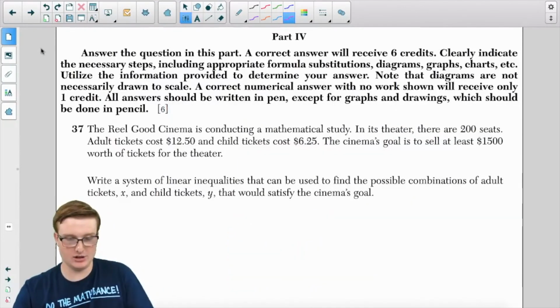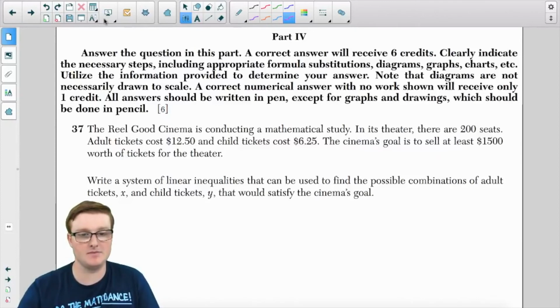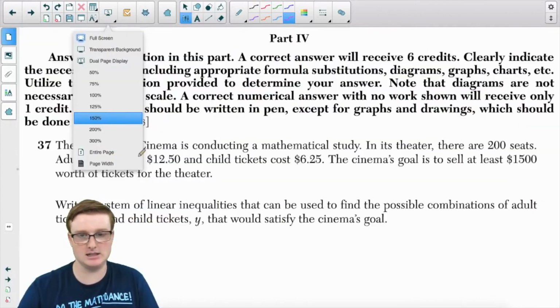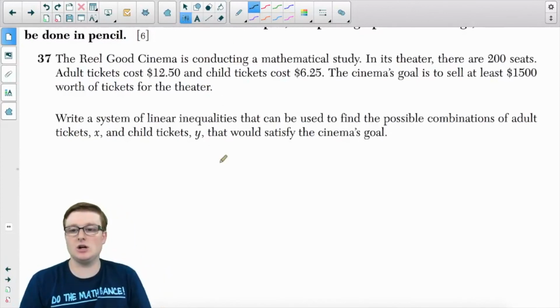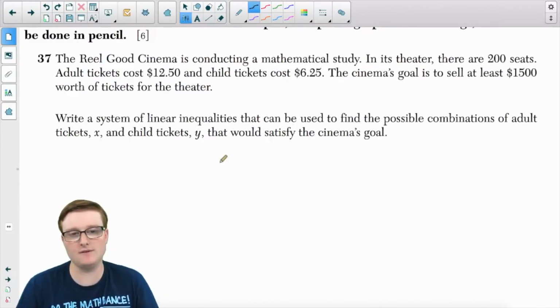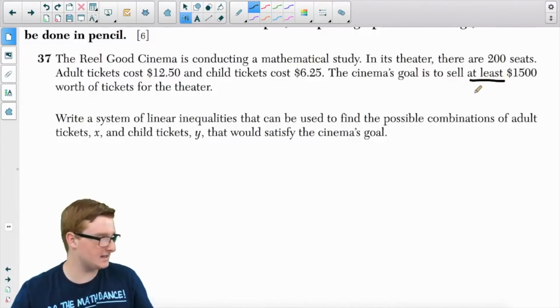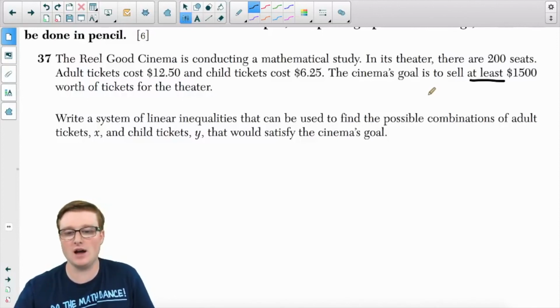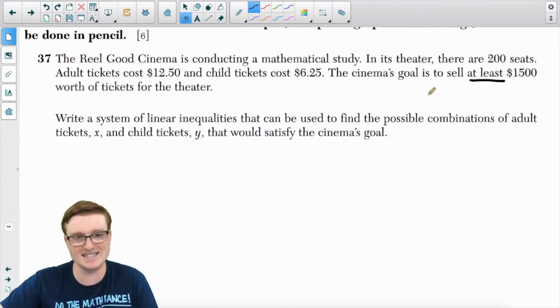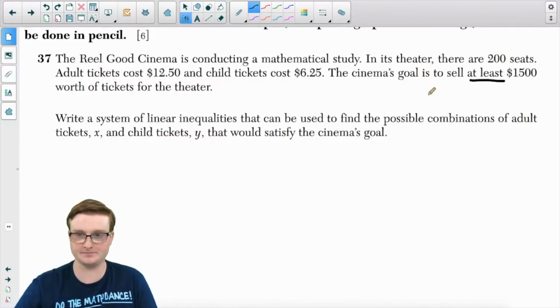Final question, 37. The Real Good Cinema is conducting a mathematical study. In its theater, there are 200 seats. Adult tickets are $12.50, and child tickets cost $6.25. The cinema's goal is to sell at least $1,500 worth of tickets for the theater. Write a system of linear equations that could be used to find the possible combinations of adult tickets X and child tickets Y that would satisfy the cinema's goal.